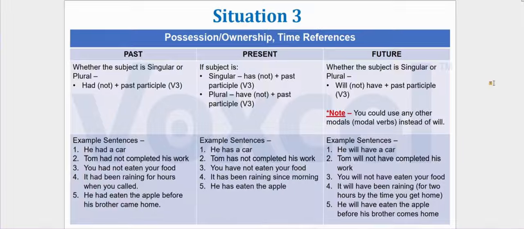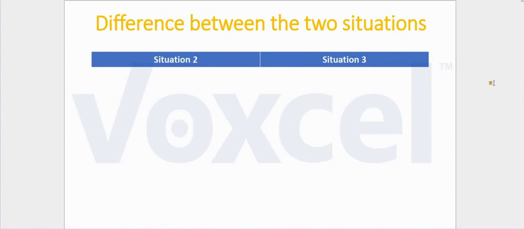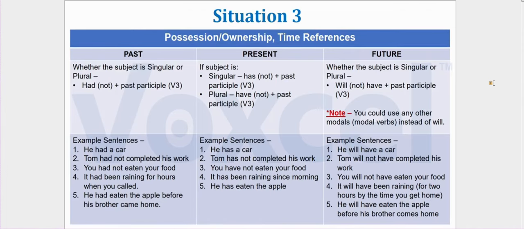Fifth, he had eaten the apple before his brother came home. So this is past perfect. In the present, he has eaten the apple, and in the future, he will have eaten the apple before his brother comes home. So the usage of past perfect tense is one of the rarest usages of tenses in all the 12 tenses in the English language.